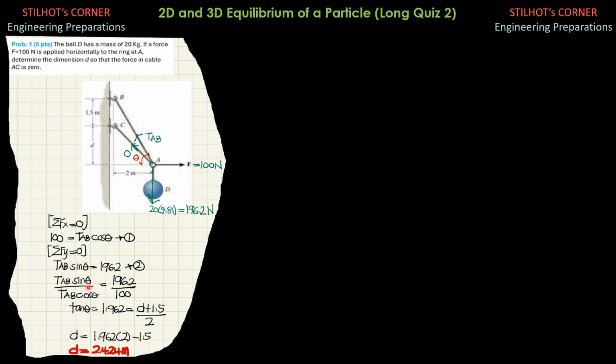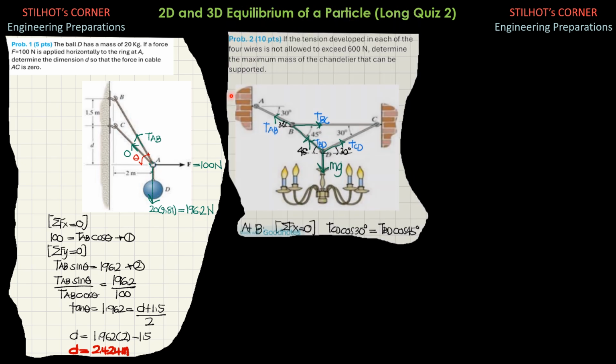We then divide equation 2 by equation 1. So T_AB sine theta over T_AB cosine theta: T_AB sine theta is 196.2, while T_AB cosine theta from equation 1 is 100. So we can cancel T_AB. Sine theta over cosine theta is tangent theta, and 196.2 over 100 is 1.962. By this right triangle, it is also equal to (D plus 1.5) over 2. Solving for D, D is 2 times 1.962 minus 1.5. So D is 2.424 meters.